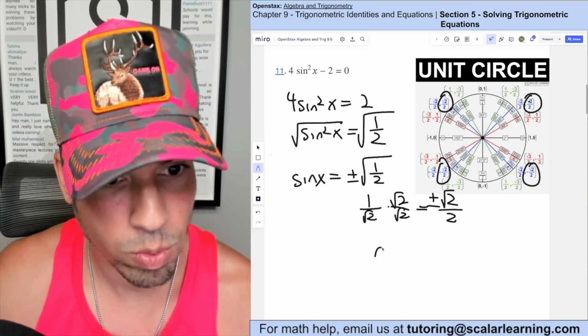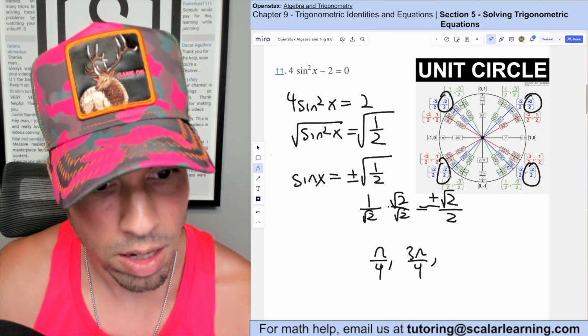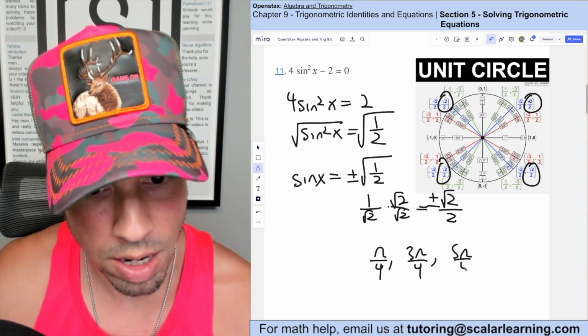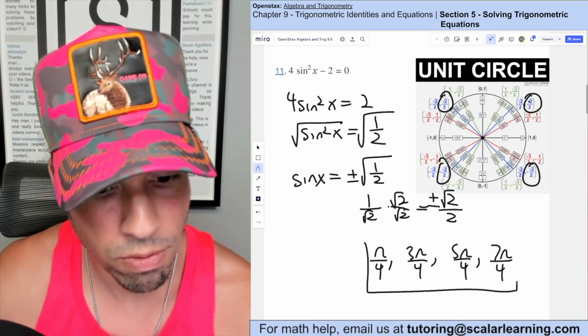So what are these values? We've got pi fourths, 3 pi fourths, 5 pi fourths, and last but not least, 7 pi fourths. So those are the 4 answers.